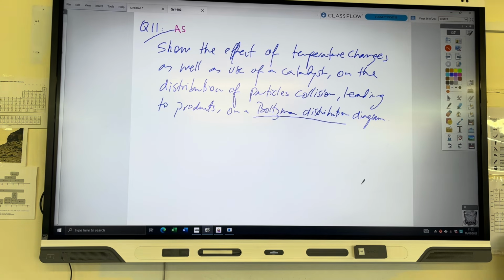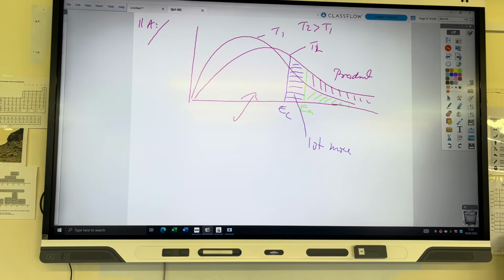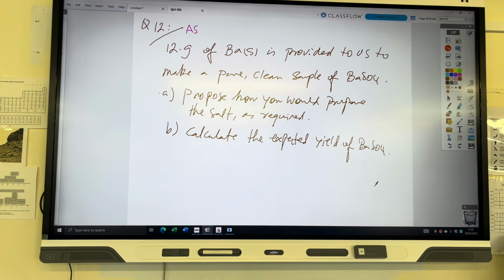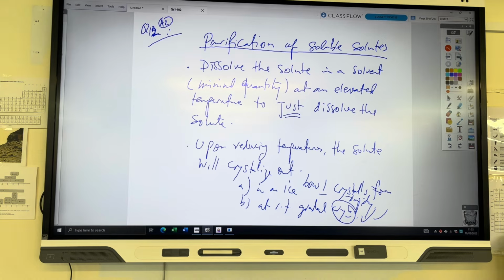Well, writing the question should take you longer than actually answering it. 12 grams of barium is provided to us, to make a pure, clean sample of barium sulfate. Propose how you would produce the salt as required. Calculate the expected yield of barium sulfate. The expected yield, by that I mean the theoretical yield, how much, if given 12 grams. So you have to talk about purification process, etc. And then there's the answer.